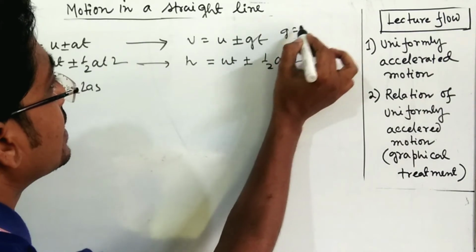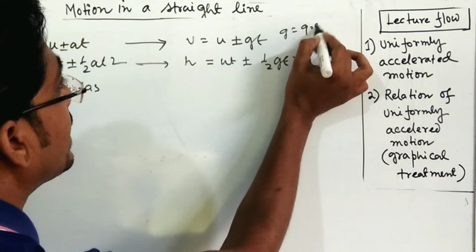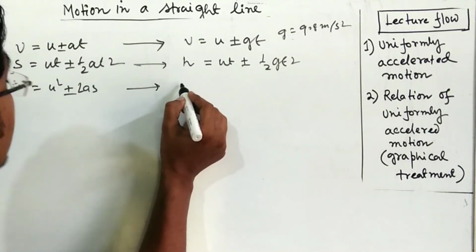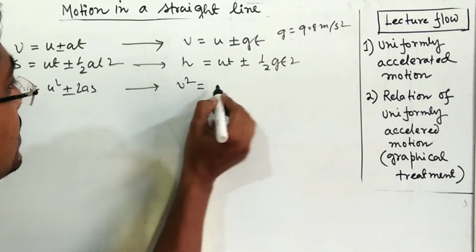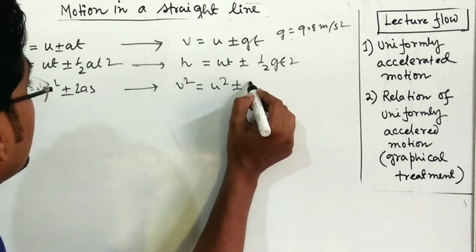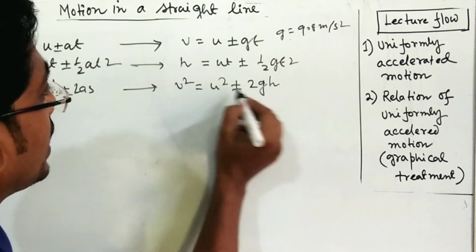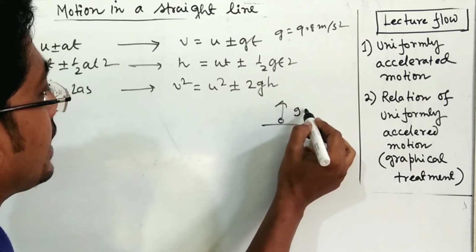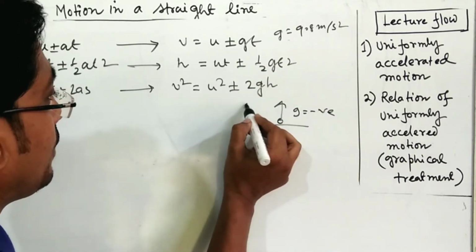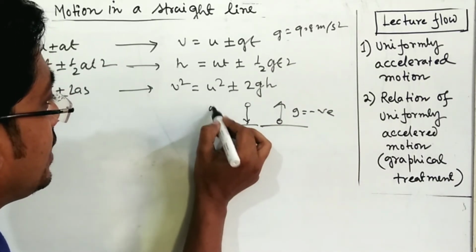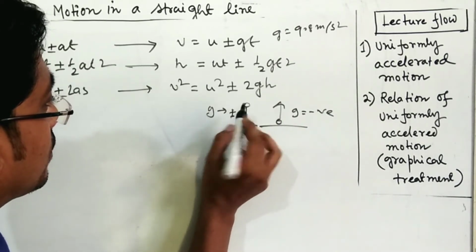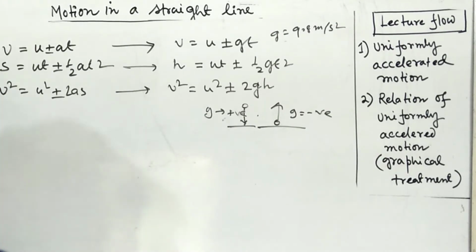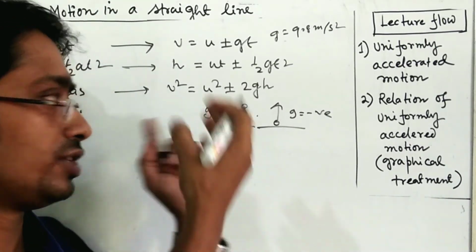Here G is the acceleration due to gravity, which will be taken as 9.8 meter per second square, and it will be transformed into V square is equal to U square plus minus 2GH. Okay, so if the body is moving upward, then G will be taken as negative. If the body is moving downward, then G will be taken as positive. Okay, so now we'll solve one numerical problem according to this formula.